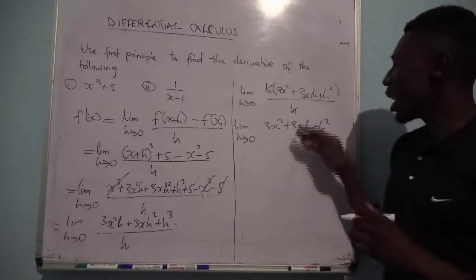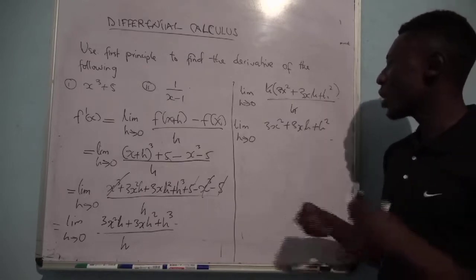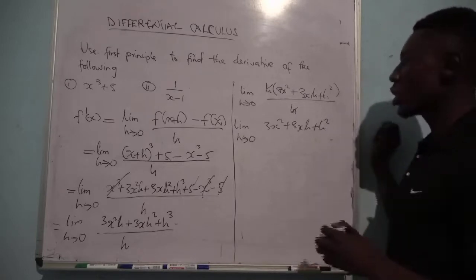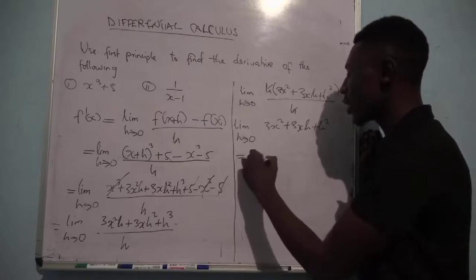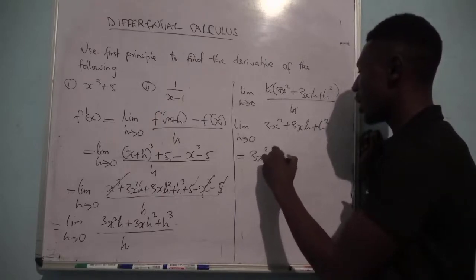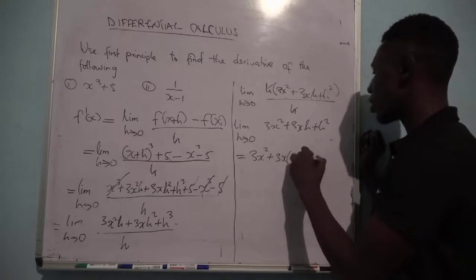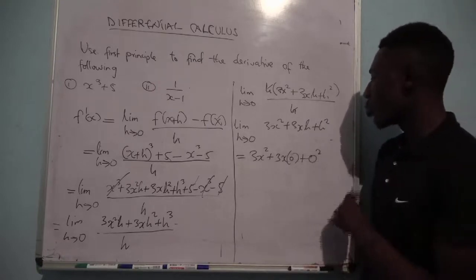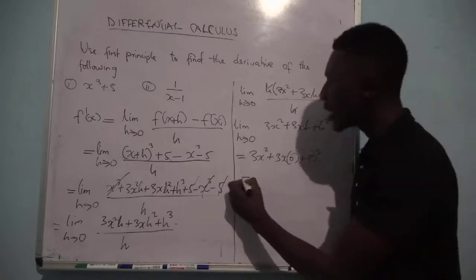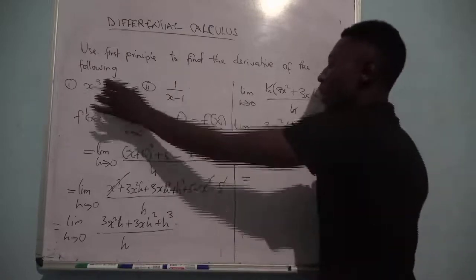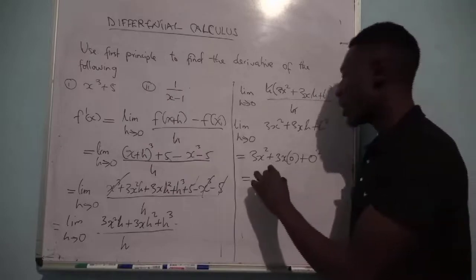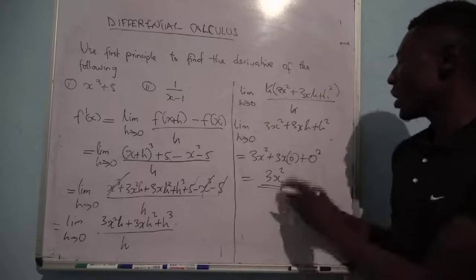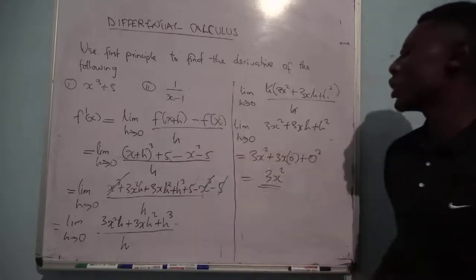Now, since I don't have h down there, wherever there's h, I can now peacefully substitute with 0. So this will give me something like 3x squared plus 3x(0) plus 0 squared. When the 3x is multiplied by 0, I'm just going to get 0. So my gradient function for this given function using the first principle will give me 3x squared as my derivative. So this is how you solve the first problem using first principle.